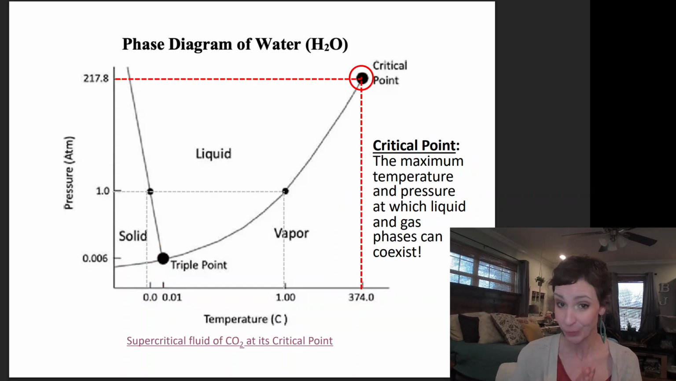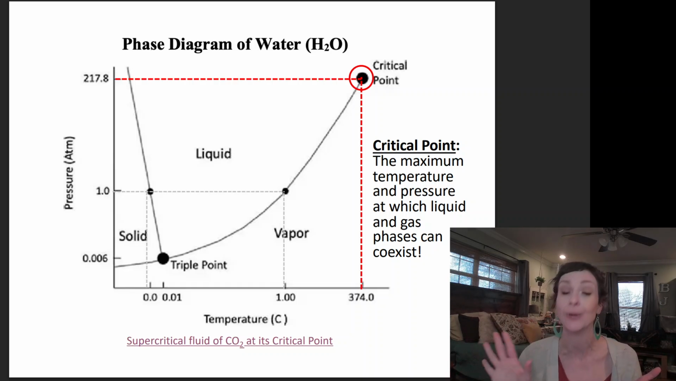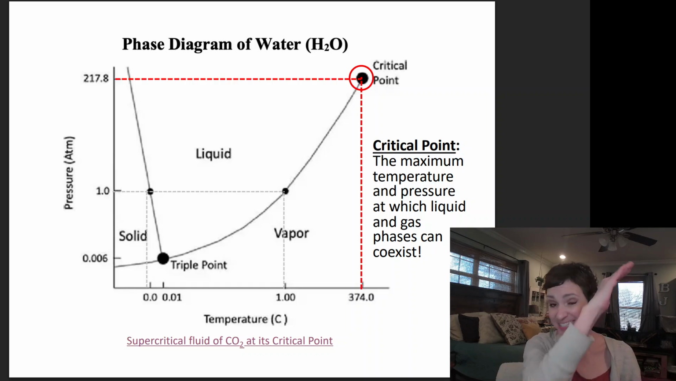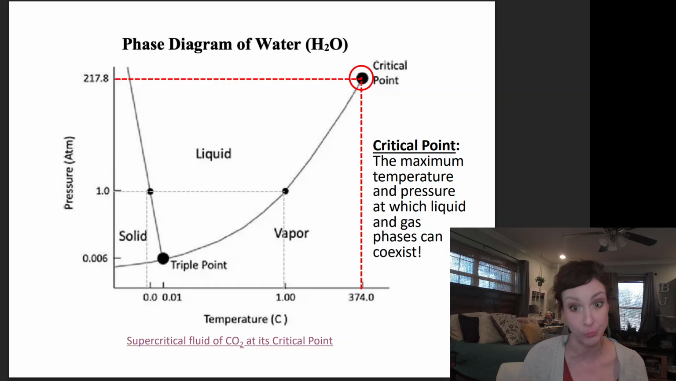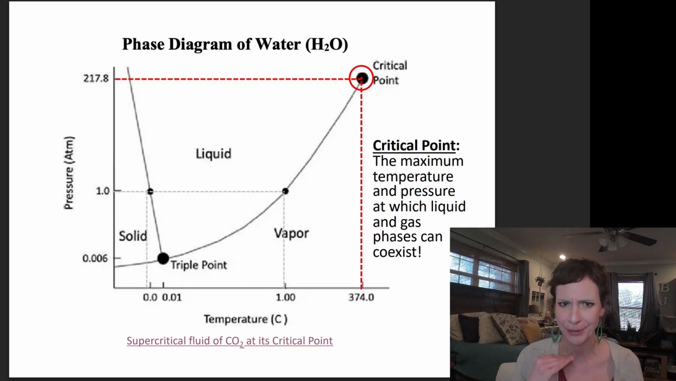Okay, another cool point to look at here is the critical point. The critical point is at the tippity top of your graph here, and it is the maximum temperature and pressure at which a liquid and gas phase can coexist. That just means that that's the maximum point to where there are distinguishable differences between my liquid and my gas phase, okay? Past that critical point, there is like nothing to distinguish the difference between a liquid and a gas. You're like, well, what does that even mean? We would call something past the critical point a supercritical fluid.